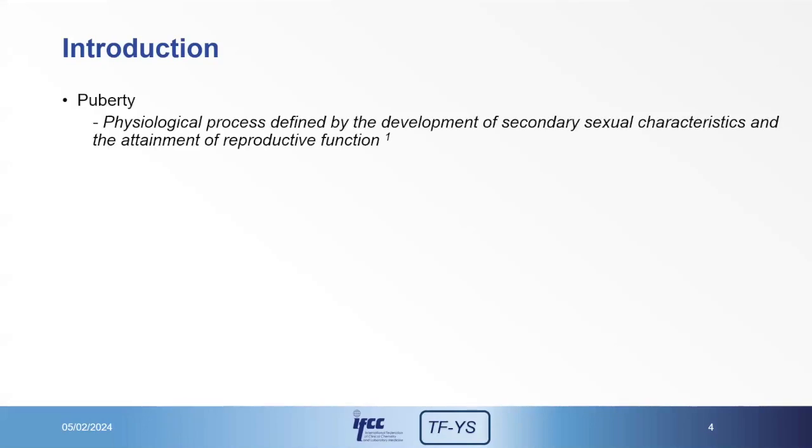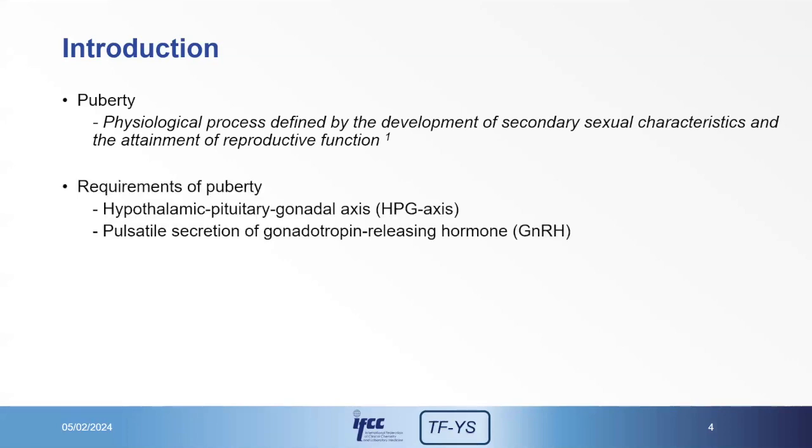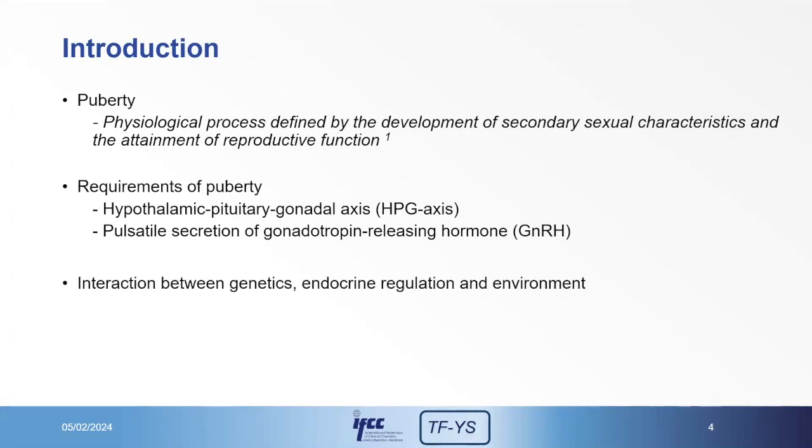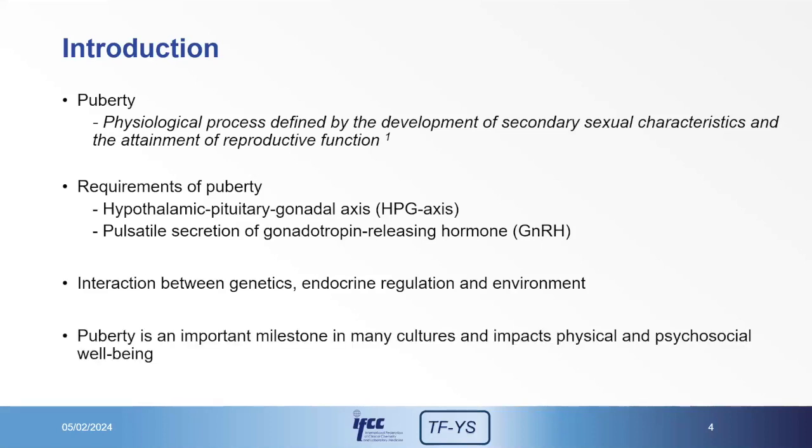So puberty is a physiological process which is defined by the development of secondary sexual characteristics and the attainment of reproductive function. For puberty to occur, there's an intricate interaction between the hypothalamic pituitary axis and the pulsatile secretion of the gonadotropin-releasing hormone, where the interaction between these mechanisms is under genetic, endocrine regulation, as well as environmental factors. It's really important to note that puberty is an important milestone in many cultures and impacts both physical and psychosocial well-being.